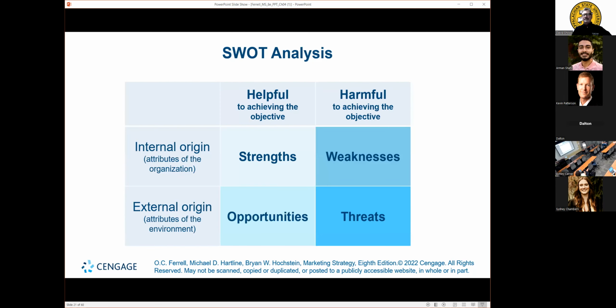So here we are with our SWOT, broken down just as we expect. We look at those things that are internal in origin, those attributes of the organizations, which are our strengths and our weaknesses. We look at those things that are external, and those would be opportunities and threats. And of course, the strengths and the opportunities are helpful in achieving our objective, and the weaknesses and threats are harmful in achieving our objectives.